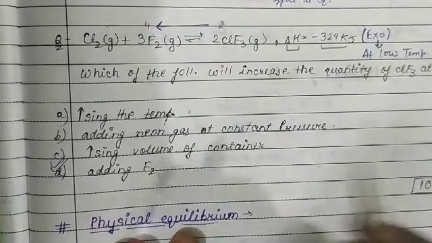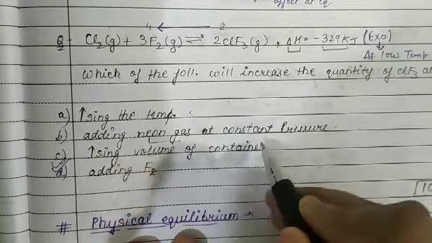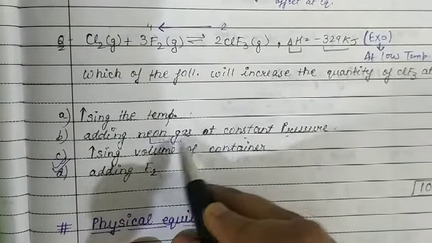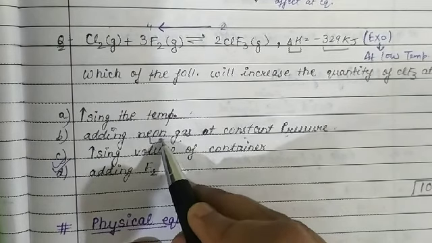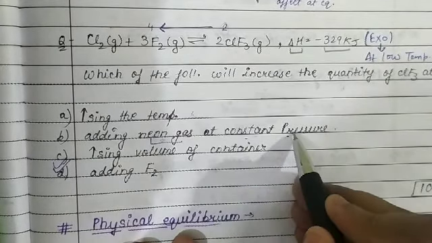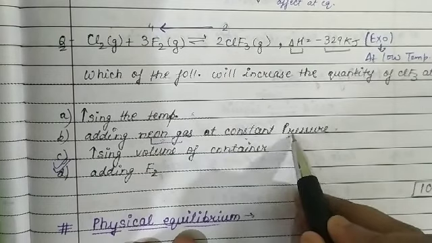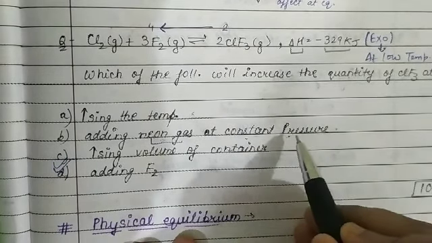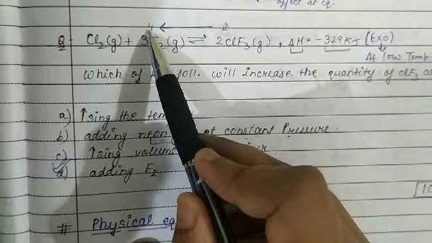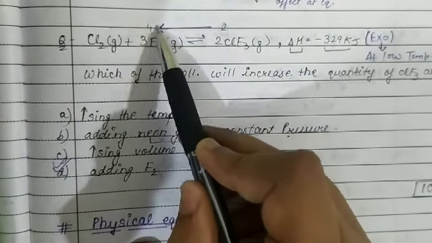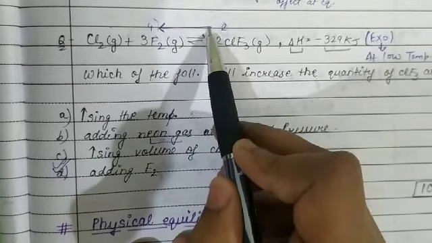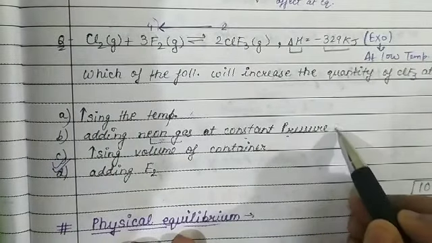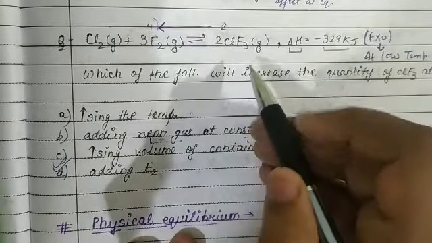The next option is adding neon gas at constant pressure. Neon is an inert gas, and addition of an inert gas at constant pressure will shift the reaction in the direction in which the number of moles of gas is greater. The number of moles of gas on the left-hand side is 4, therefore the reaction will shift in the backward direction. So addition of inert gas at constant pressure will also decrease the quantity of ClF3.